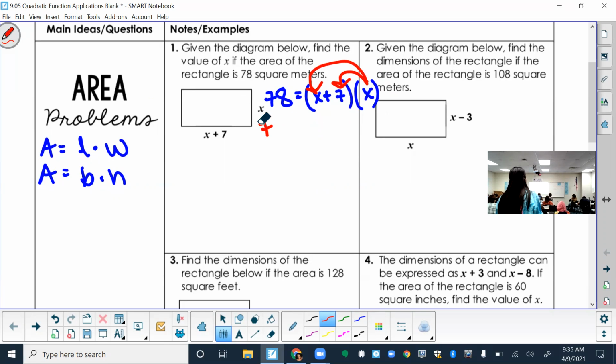So I'm just going to bring down the 78. What's x times x? And 7 times x. Plus 7x. And what you should notice is that when I did that, I get a quadratic function, right? Because that x squared is what makes it a quadratic function.